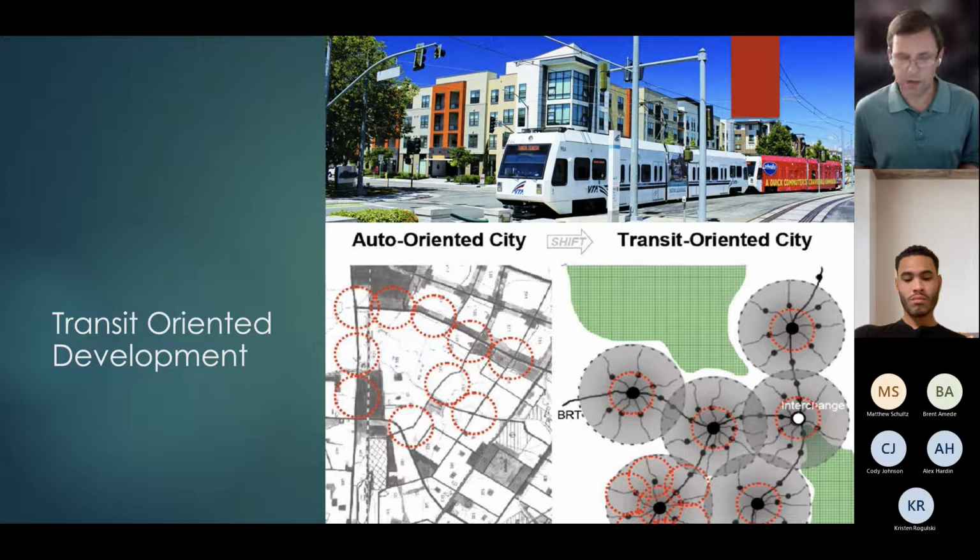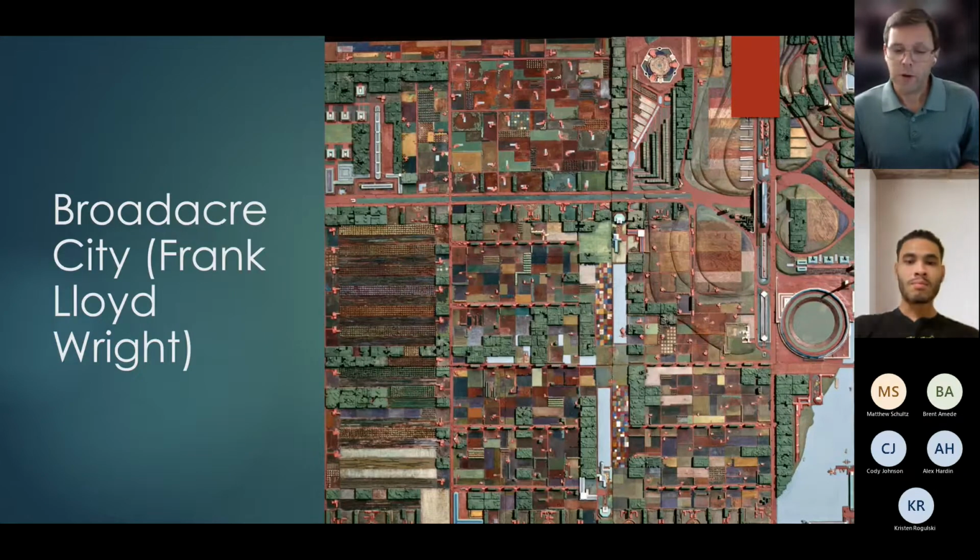And there are a lot of places in the U.S. that actually have a transit-oriented type of design to them. But a lot of them are located in Europe because that's just the way they were built. So Broadacre City, we just talked about that. That's Frank Lloyd Wright.